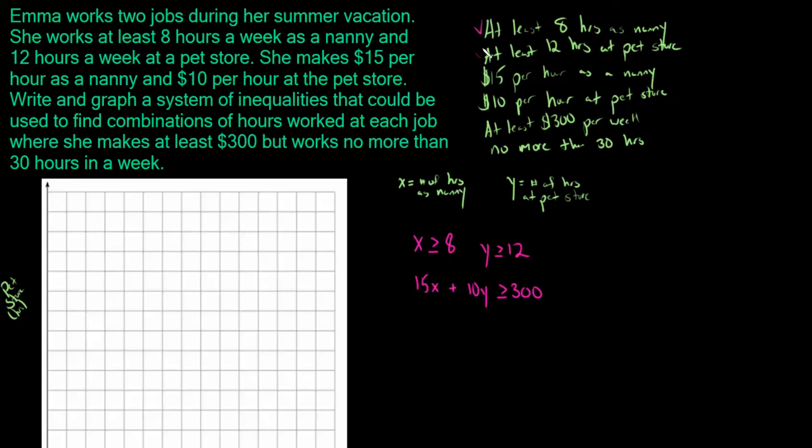Now we just want to make sure that she doesn't work more than 30 hours a week. Well, if we take how many hours she works as a nanny, which is x, and how many hours she works at the pet store, which is y, and add these two together, that's how many total hours she's working in a week. We don't want it to be more than 30 hours, so x plus y is less than or equal to 30. So this here is our system of inequalities.